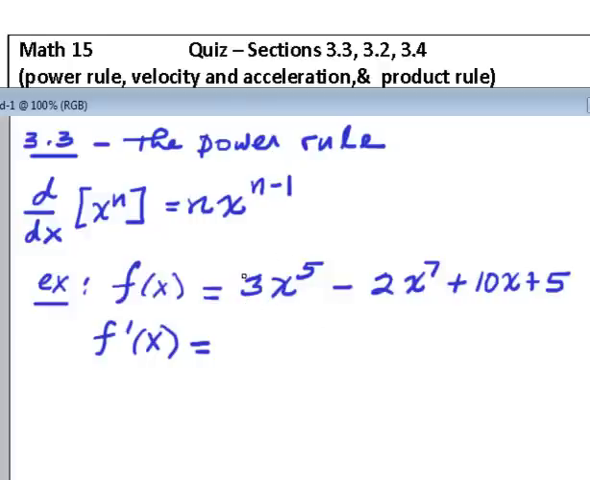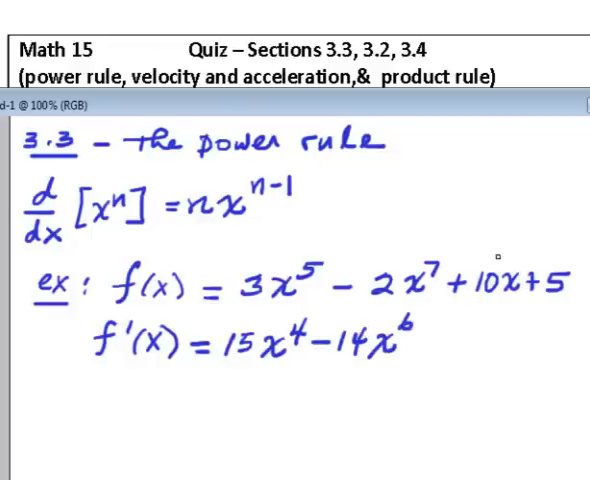So we'll take the derivative term by term using the power rule. We'll leave the 3 in front. So the power rule says bring down the 5 and subtract 1 from the exponent. 5 times 3 is 15, and subtract 1 from the exponent. So that's the derivative of the first term, and now the second term. 7 times 2 is 14, subtract 1 from the exponent.